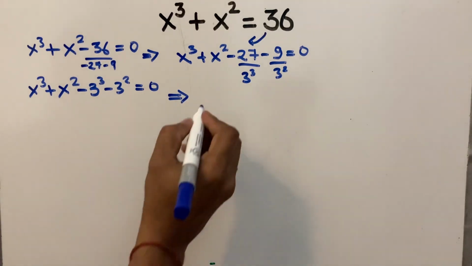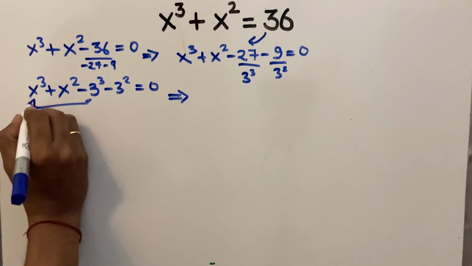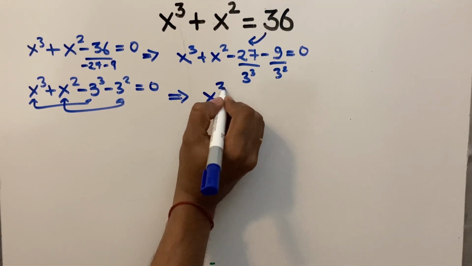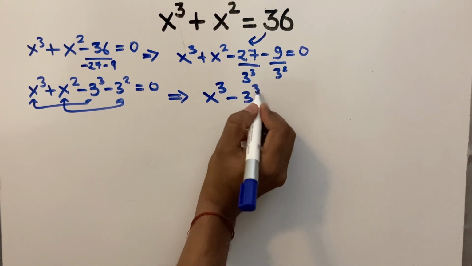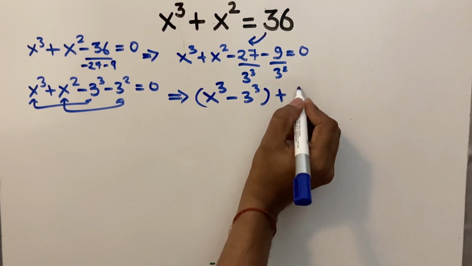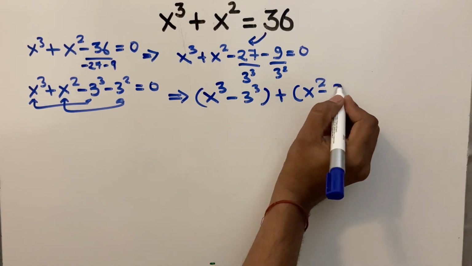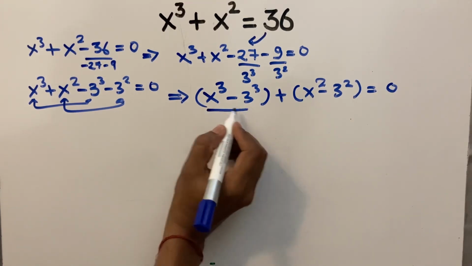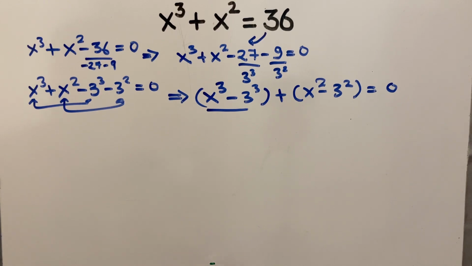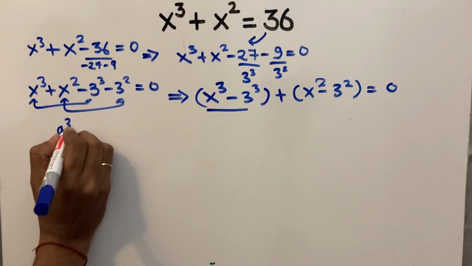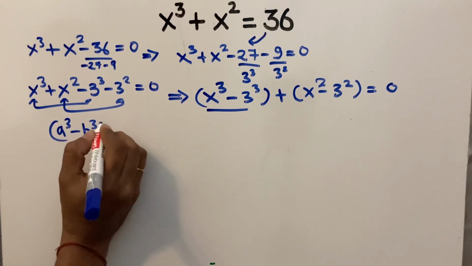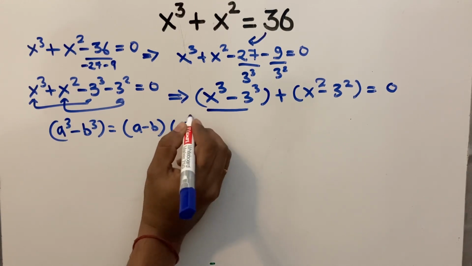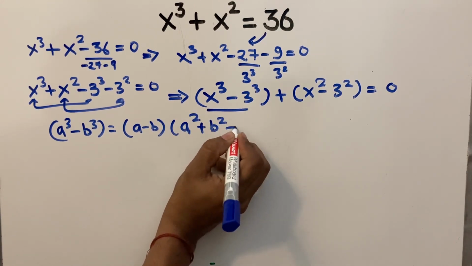This can also be written as pairing x cube to 3 cube and x square to 3 square. This equation becomes x to power 3 minus 3 to power 3 plus x to power 2 minus 3 to power 2 equals 0. This equation is in the form of a cube minus b cube. As we know that a cube minus b cube is equal to a minus b bracket a square plus b square plus ab.